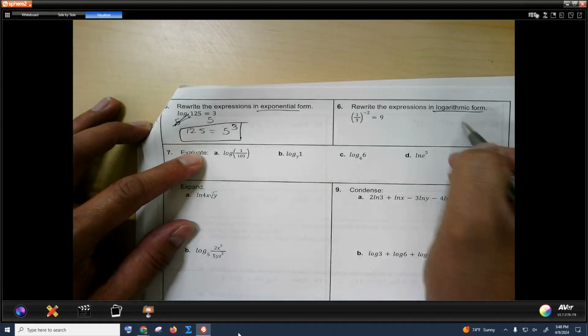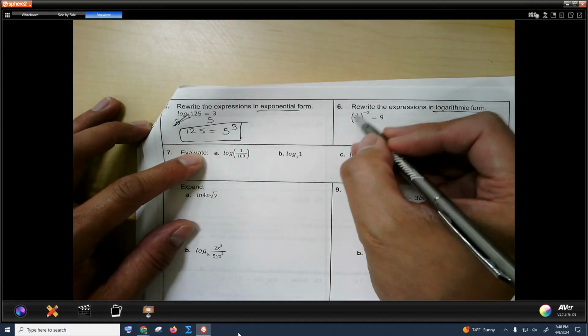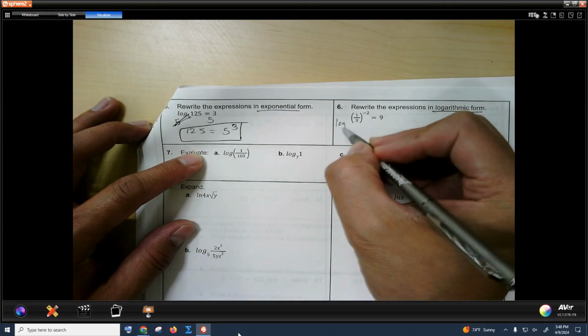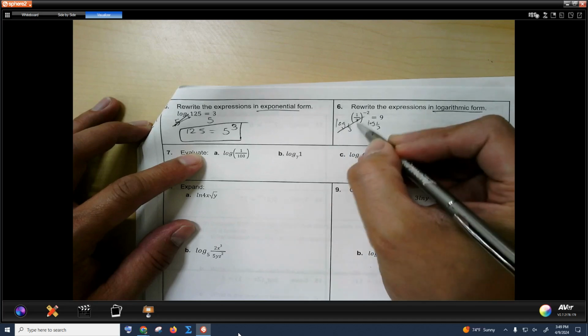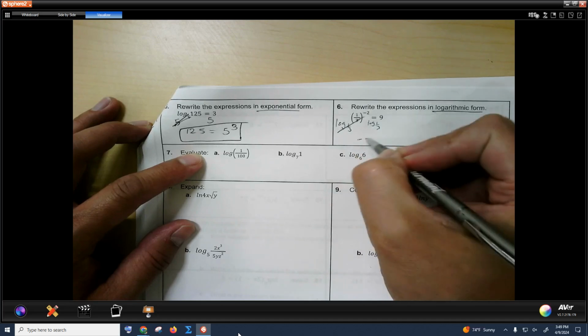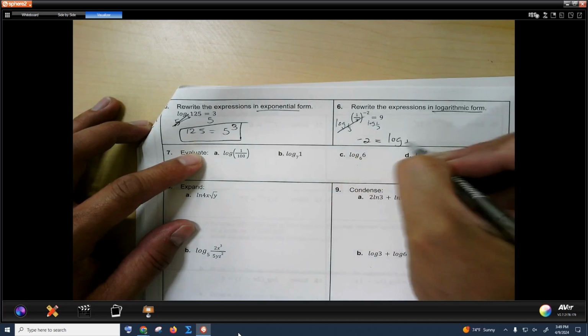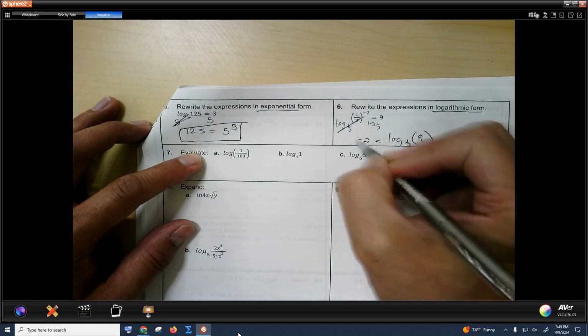This one's log, so we're going to put some log there, get rid of this exponential base, and we want to create a base 1/3. So take the log of base 1/3 on both sides. This rule cancels that, leaving you a -2 here. And now you have a log base 1/3 to the 9.